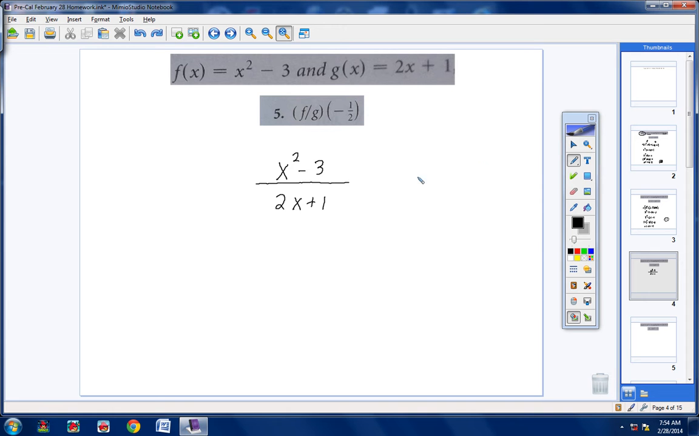Okay, now a lot of students want to cross off x's like this, take one x away, take one x away, and now hold on, okay? Anytime you have more than one term in the numerator or the denominator, you cannot just start reducing. Now you can factor sometimes and then simplify, but we can't factor x squared minus 3, we cannot factor 2x plus 1, so there's no factoring I can do, there's no more simplifying I can do. So this is f divided by g. Now let's substitute negative 1/2 in.